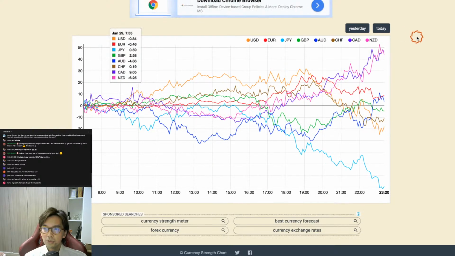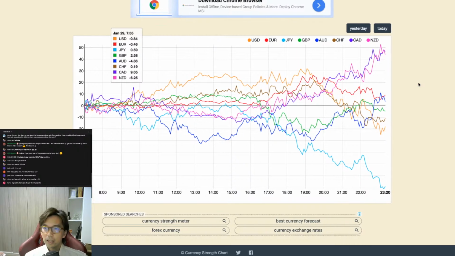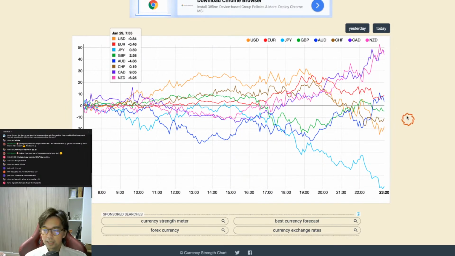Currency strength chart shows the weak JPY at the moment and very strong NZD and CAD currencies, and the rest are pretty much ranging.